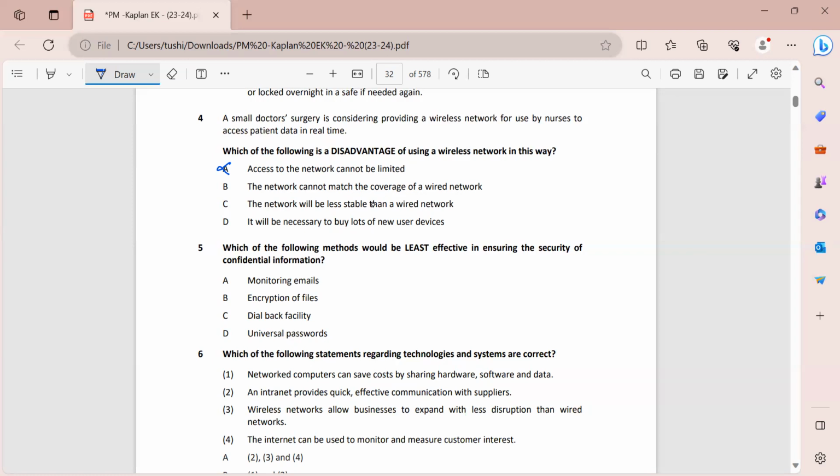So the right answer over here will be that this will be less stable. Whenever there are wires attached, that makes a network more stable. So when they go for a wireless network, the stability may get reduced because there are no wires involved, everything is wireless. So maybe the connections are at a higher risk of getting disturbed.